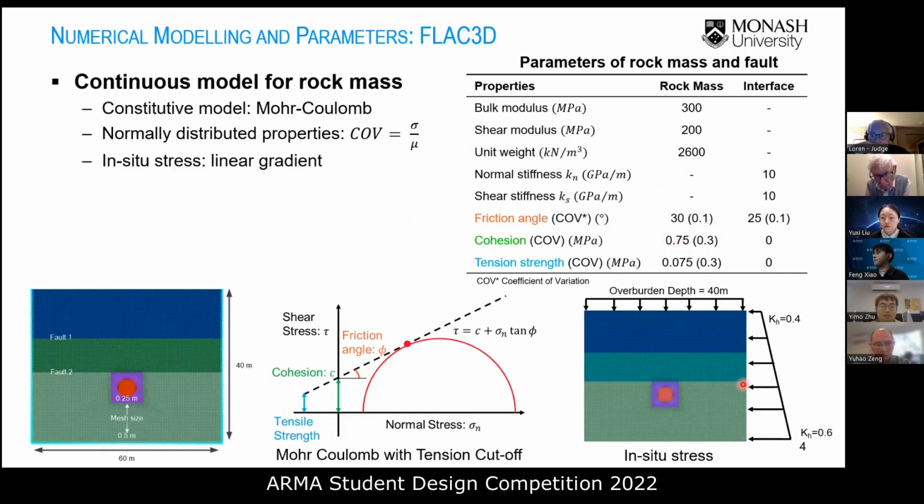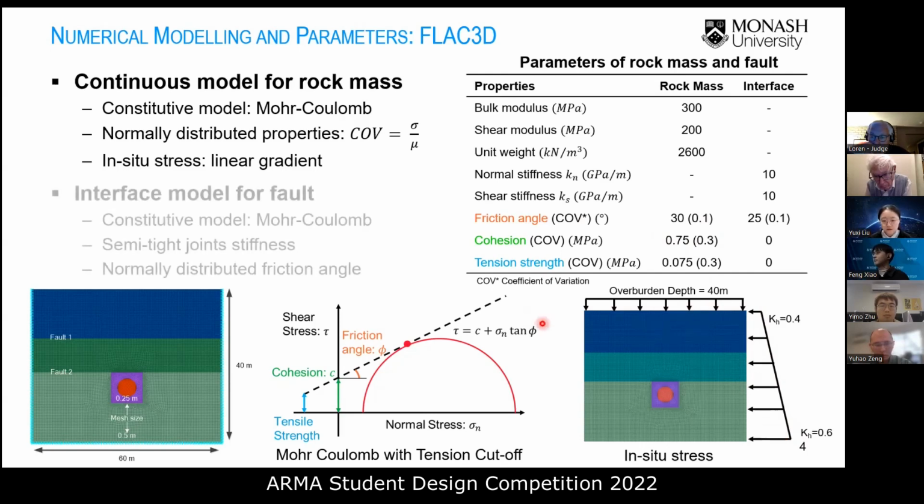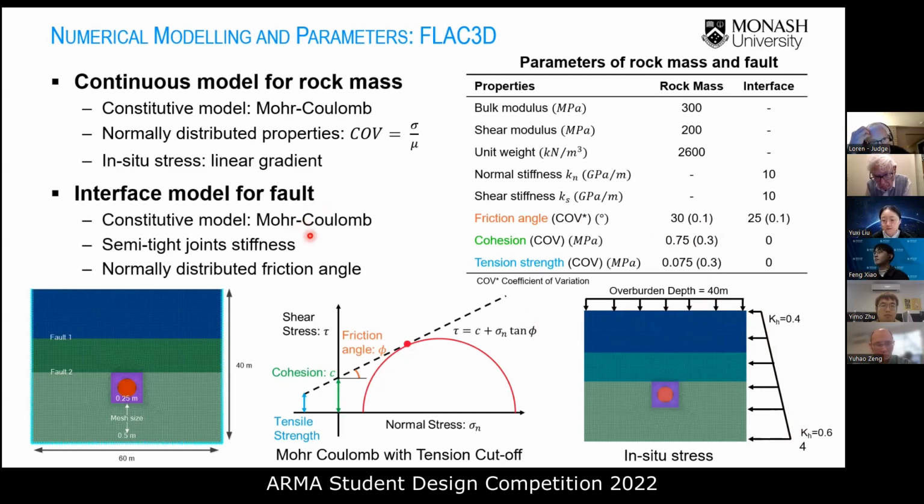Besides, the model is also set with linear gradient horizontal stresses with the earth's lateral pressure ratio from 0.4 to 0.6. And we consider the overburden pressure with overburden depth 40 meters at the top of the model as well. It is noticeable that the interface model is selected for fault simulation, and the semi-tight joint thicknesses are selected based on the provided rock quality. The friction angle of the fault is also set in normal distribution by the COV values shown in the table here.